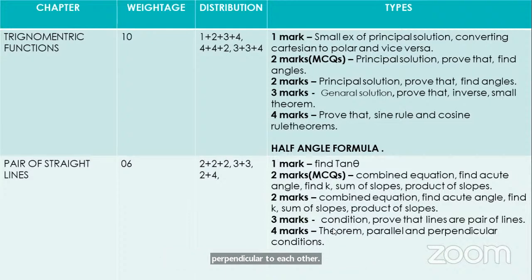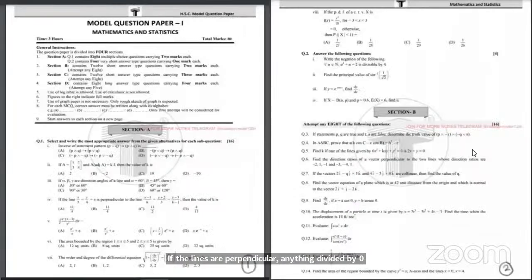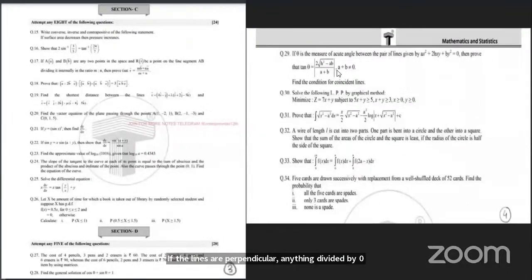So you know what the condition is. If it is perpendicular, then theta is 90, so tan 90. So tan 90 means what? It is infinite. If the lines are perpendicular, anything divided by 0 means, in this formula here, a plus b equal to 0. That is the condition for perpendicular. For parallel, what is the condition? h square equal to ab, in this way.